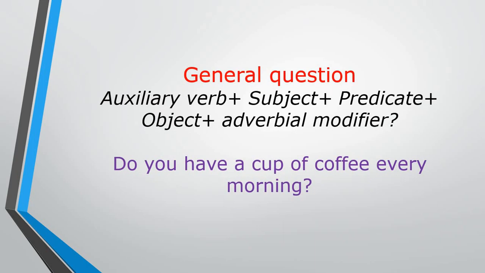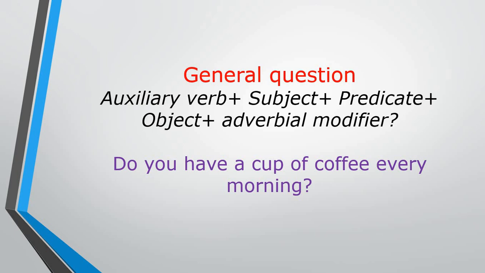We will begin from general question. Structure of general question: auxiliary verb, subject, predicate, object, and adverbial modifier. This interrogative sentence in the English language implies the formulation of the question to the whole proposal. The answer to this question are the words yes and no. Therefore, this type of question in the English language is still referred to as yes-no question.